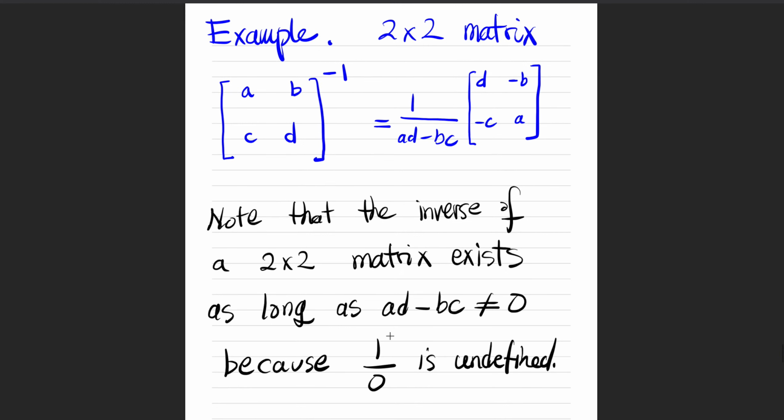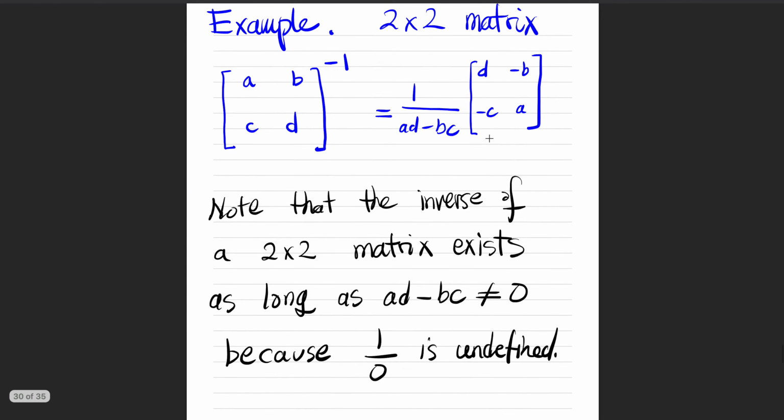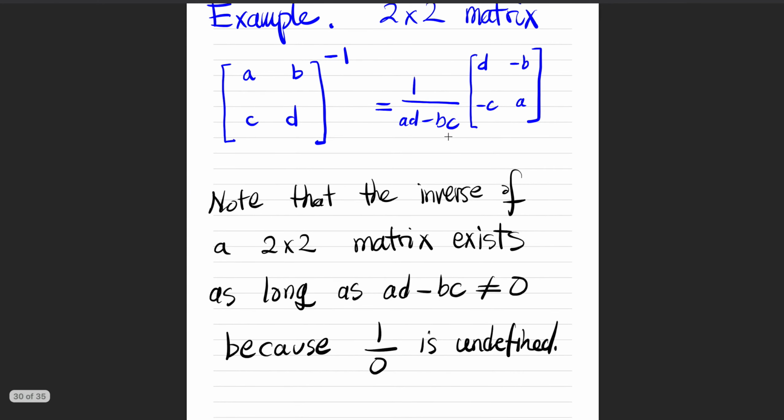Specifically, here it is. If we have a 2 by 2 matrix A, B, C, D, the inverse is just 1 divided by AD minus BC, you switch the A and D, and you make B and C negative. Okay. Now note that this inverse exists as long as AD minus BC is not 0. Because if AD minus BC is 0, then you have 1 over 0, which is undefined.